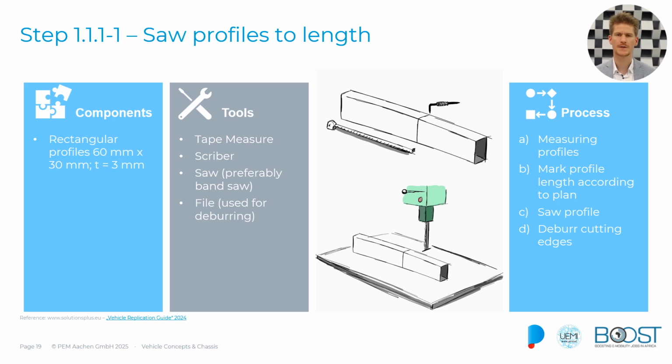So let's start with the first step of sawing the profiles to length. What we need in order to do that is our rectangular profiles, in this case 60 by 60 millimeter steel profiles with 3 millimeters of thickness. We need a tape measure, a scriber, a saw, and a file. So we will mark how long our profile needs to be. We will then saw it, preferably with a bandsaw, and once it has been cut, we will deburr the cutting edges.